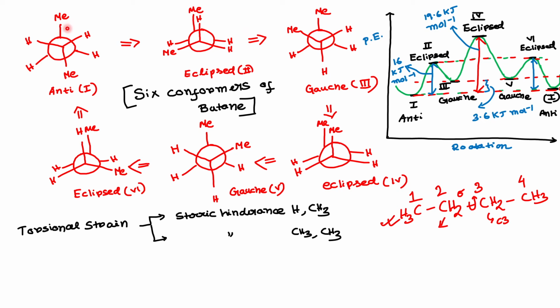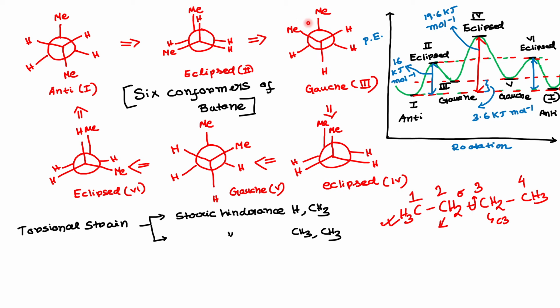On the other hand, in this case, the dihedral angle between these two methyl groups is 180 degrees. So there will be much greater steric repulsion between these two conformers. Although it is a staggered conformer, its potential energy will still be higher due to the close proximity of these two methyl groups, and this conformer is also called the gauche conformer.